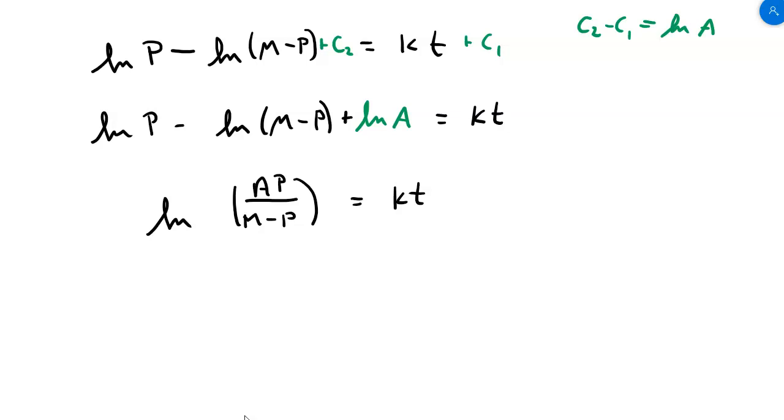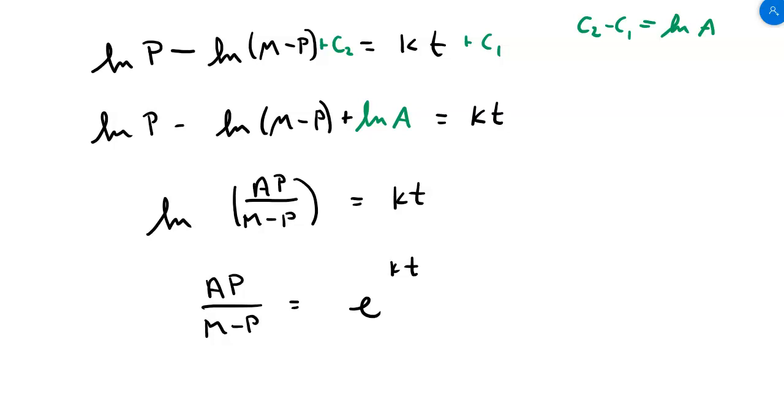My goal, of course, is to solve for p, which is buried inside a natural log and on the top and the bottom of a fraction. So the first thing is let's do an e to both sides to break that out of the natural log. So I end up with ap over m minus p equals e to the kt. All right, so now I'd like to work my way back again towards those p's.